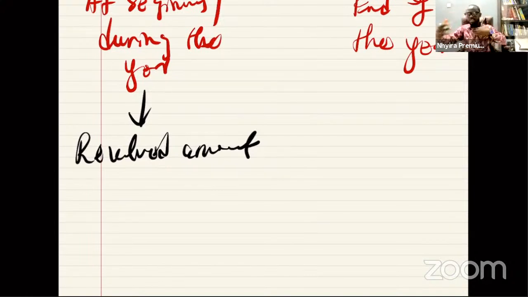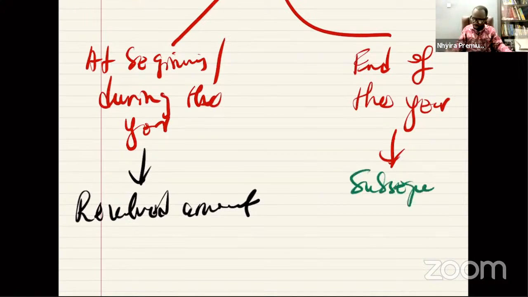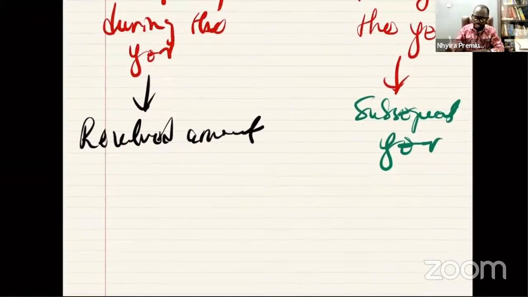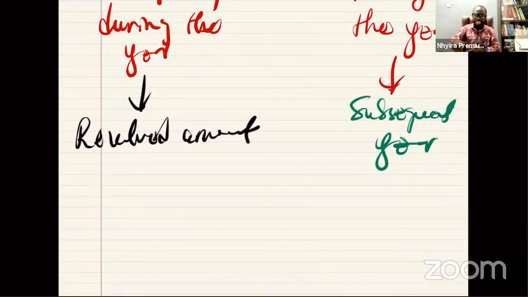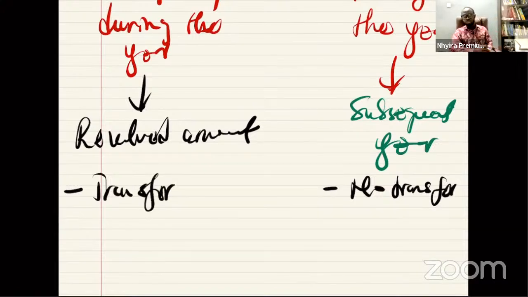So it means that the X over 12 concept, the pro rata basis, is going to come in. But if the revaluation is done at the end of the year, then we've already charged depreciation for that year. So it means any depreciation chargeable will be in the subsequent year. In that case, when the revaluation is done at the end of the year, no transfers are made because you are not charging any depreciation. But if the revaluation is done at the beginning of the year or possibly during the year, transfers will be made from the revaluation surplus to the retained earnings.